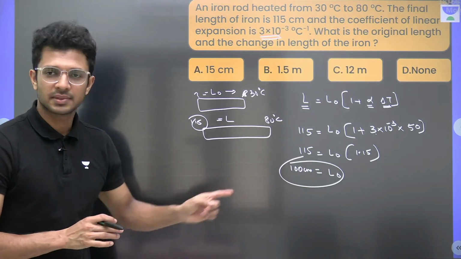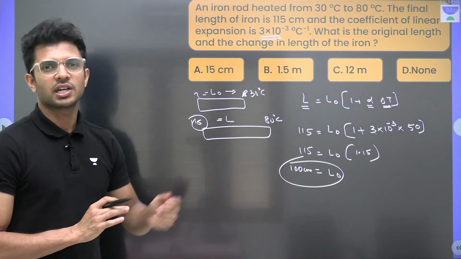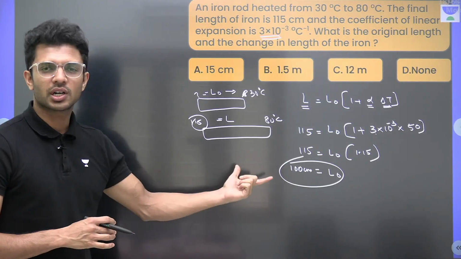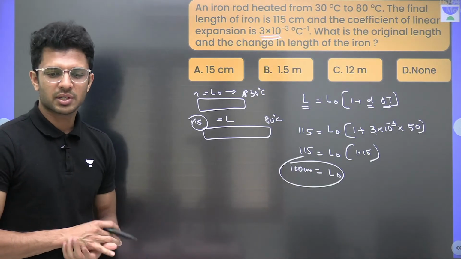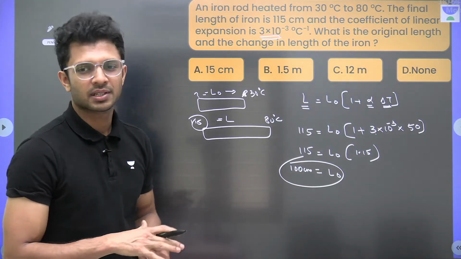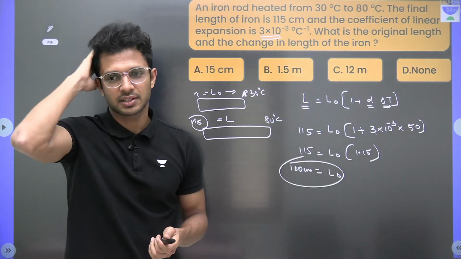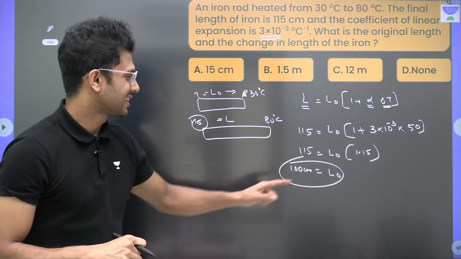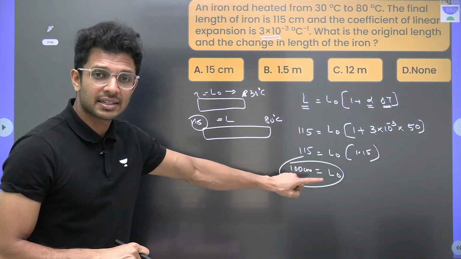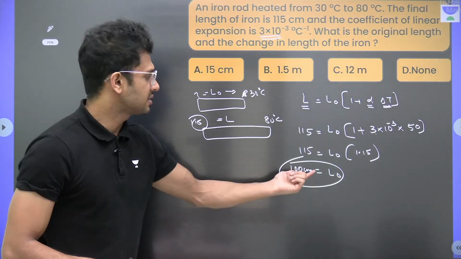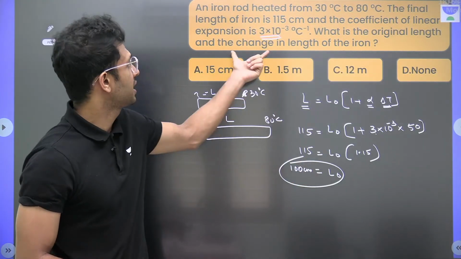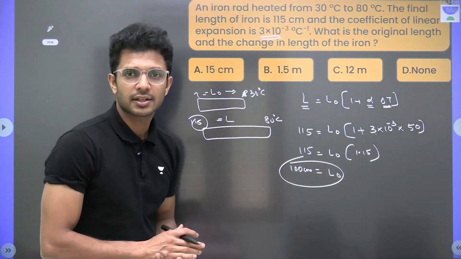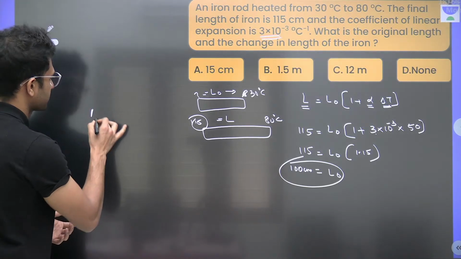Simple. Check, and if you are coming across any problems in solving this, tell me now. It's a simple question, right? Is this the final answer? Not at all. This is the initial length L naught. The final question is the change in length, that is delta L.